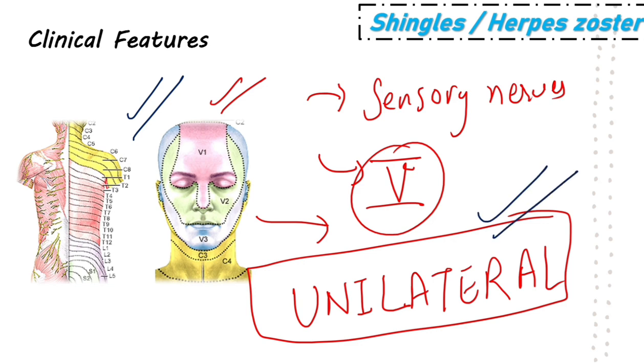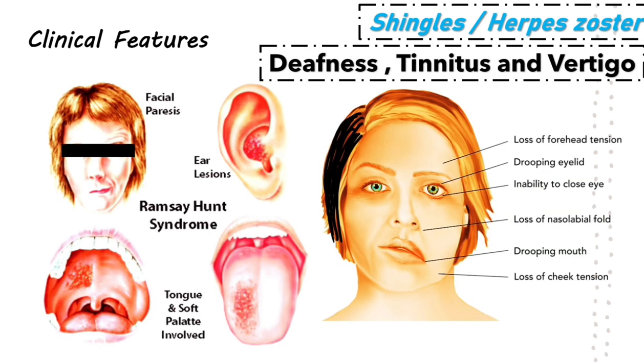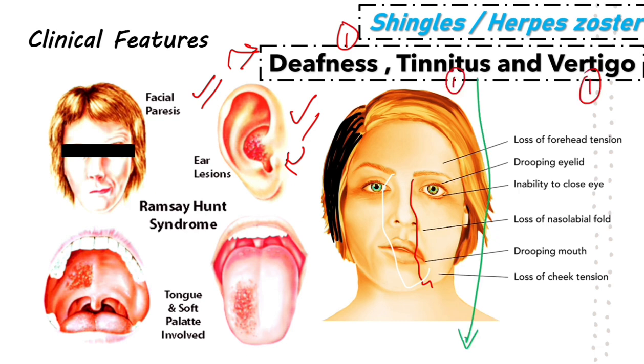Facial and auditory nerve involvement can result in Ramsay-Hunt syndrome, which is characterized by facial paralysis along with vesicles on the external ear of the same side. These vesicles may also lead to symptoms such as tinnitus, deafness, and vertigo. Tinnitus, I hope you all know, is a perception of noise such as ringing or beating noise, the sound in the ears when nothing is around.